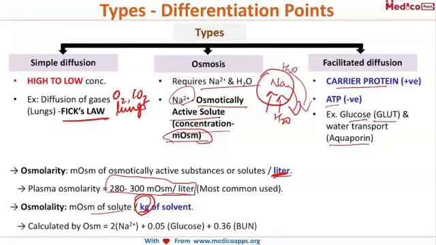And the formula, few times this calculation can be asked. So, you will be given sodium ion concentration, glucose concentration and blood urea nitrogen as well. You have to multiply those values like so, 2 into sodium concentration, 0.05 into glucose concentration and 0.36 into blood urea nitrogen concentration, and add up all of that, you will get the answer as the osmolarity.